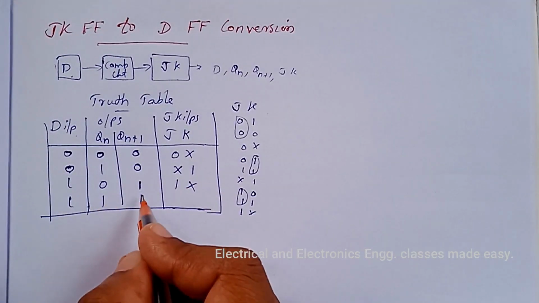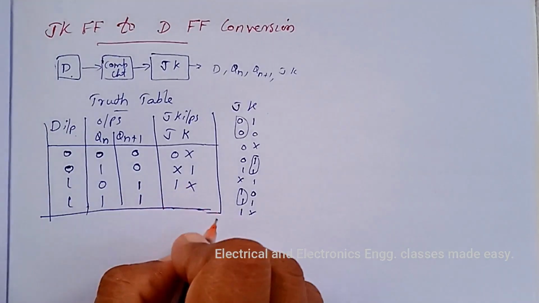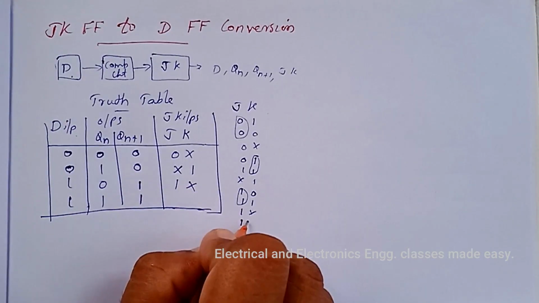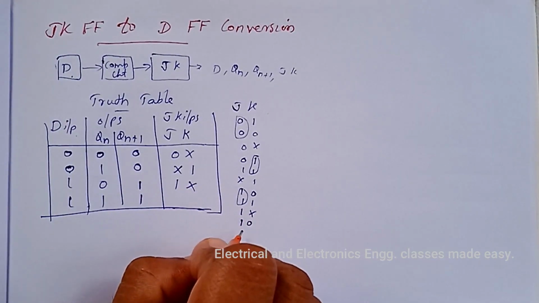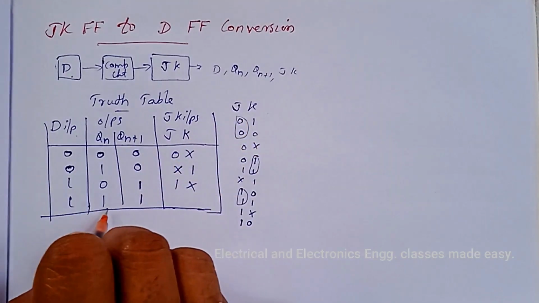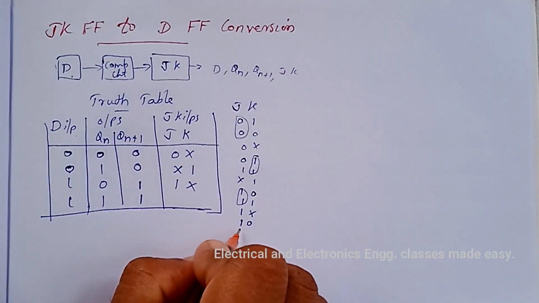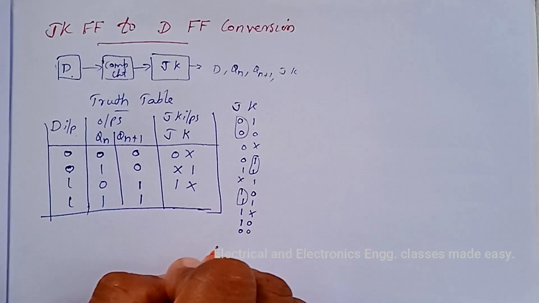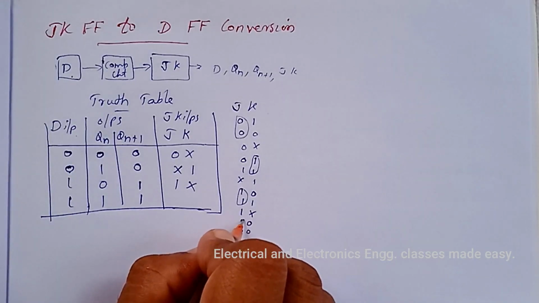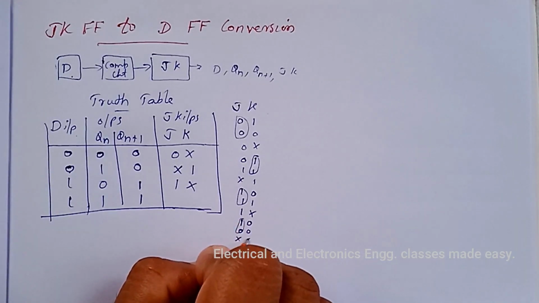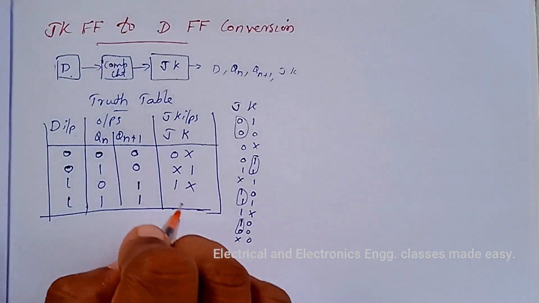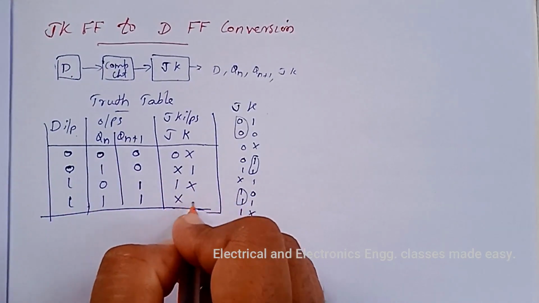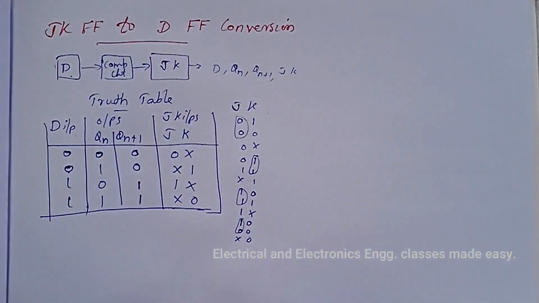Then here the output is 1. To obtain 1, 1, 0 is the input to the JK. And here no change. That is no change condition is 0, 0. That is we get a don't care, 0. That is don't care 0.